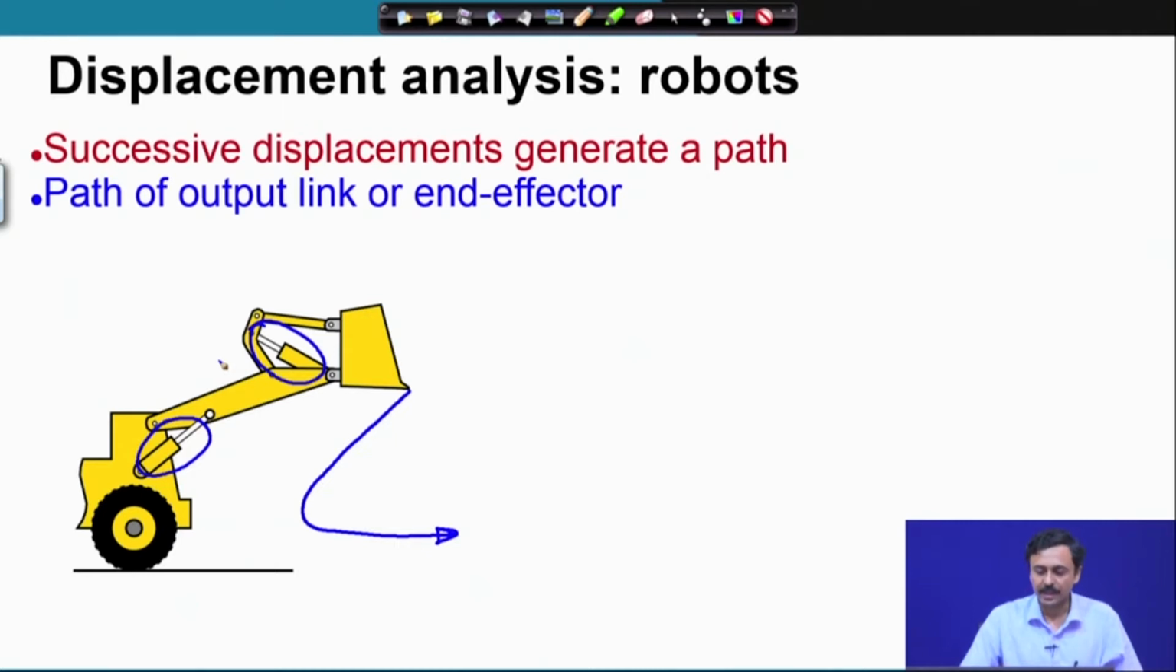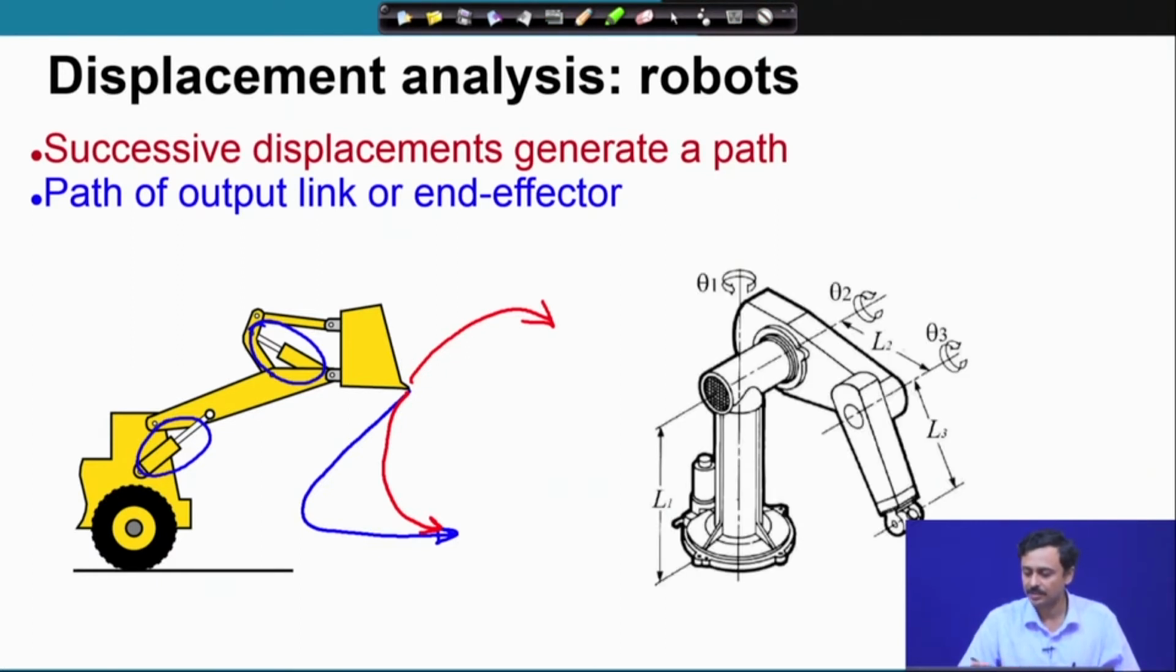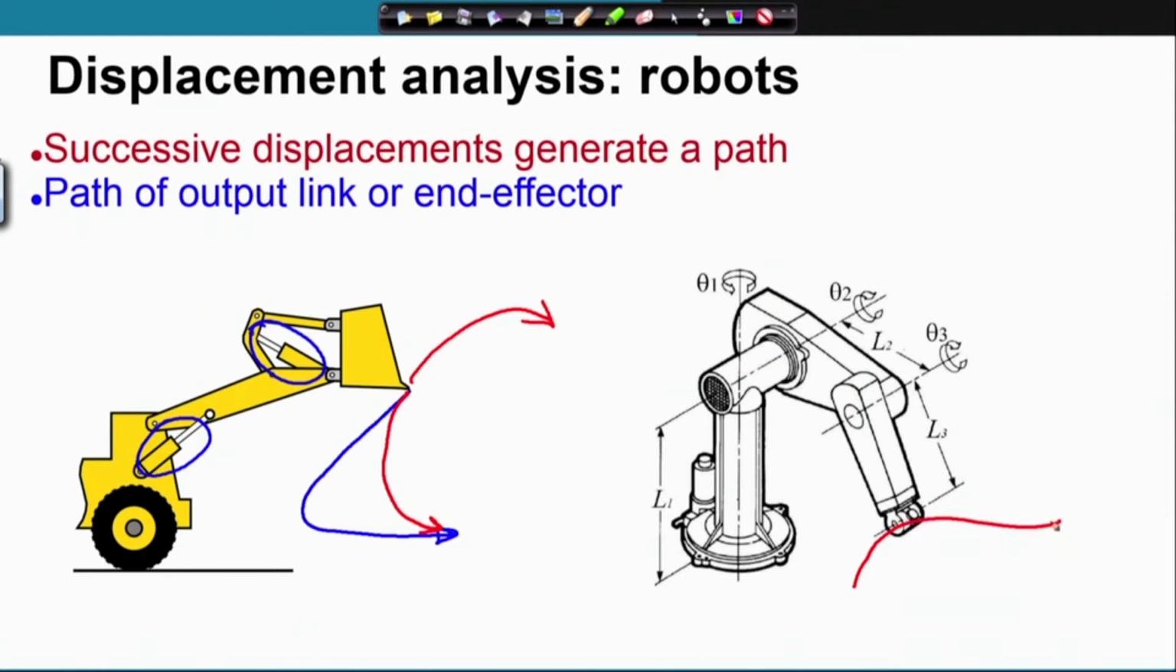So, displacement analysis in the case of robots is a little more complicated, because it affords this freedom. I can choose my path, I can choose a different path, or when I am dumping I might choose another path. So, the question is, what should be the input actuation? Same case for this Puma robot. If I want this end effector to move in a certain path, how should I move the angles of these motors so that the end effector moves along this path?